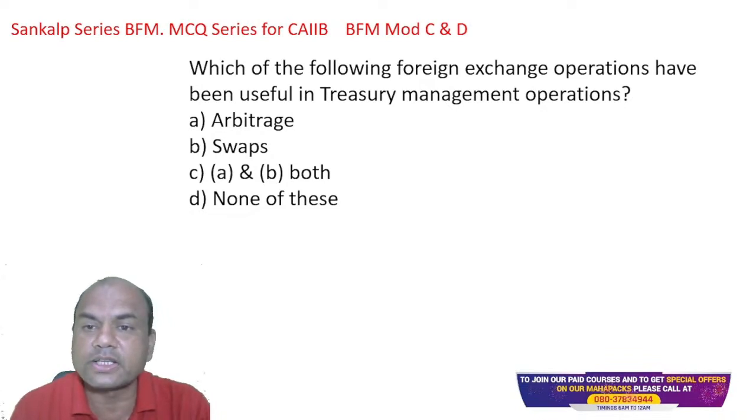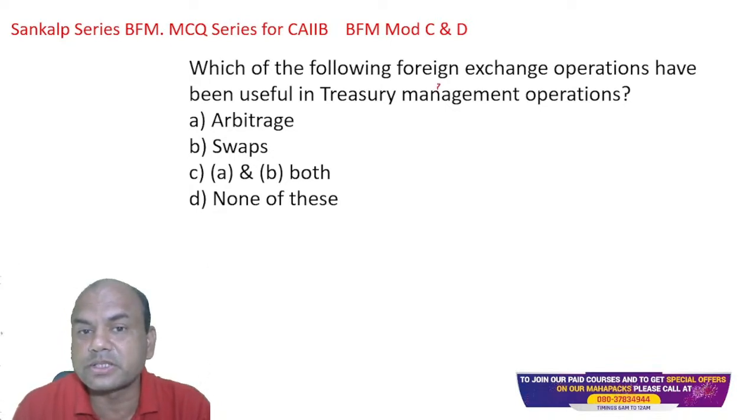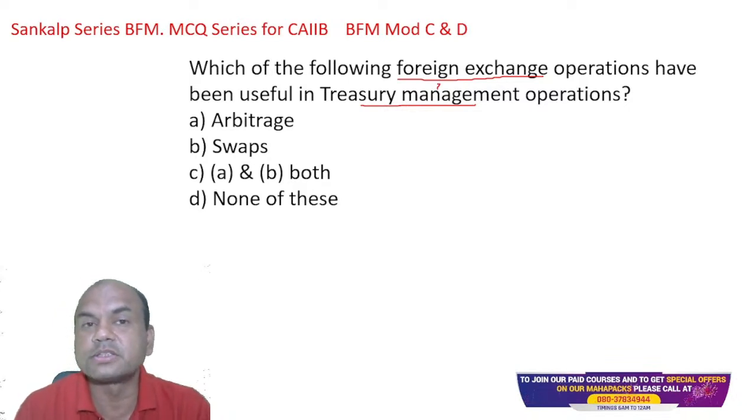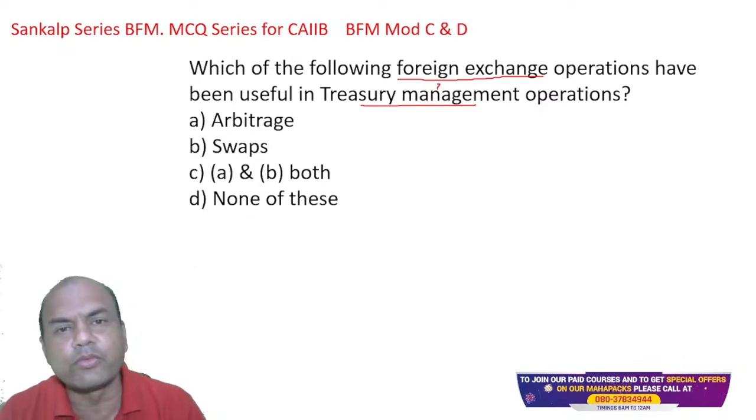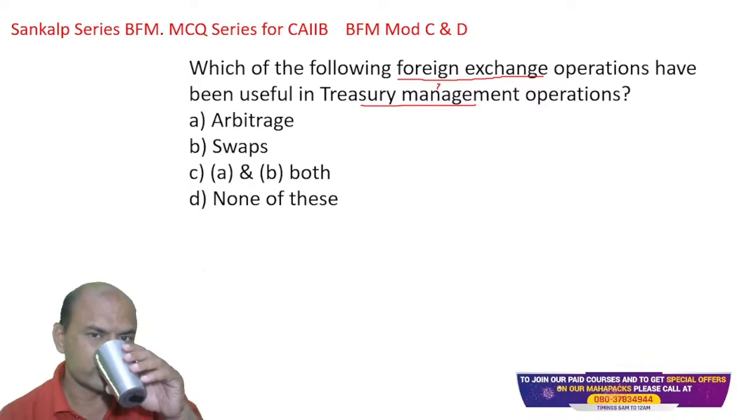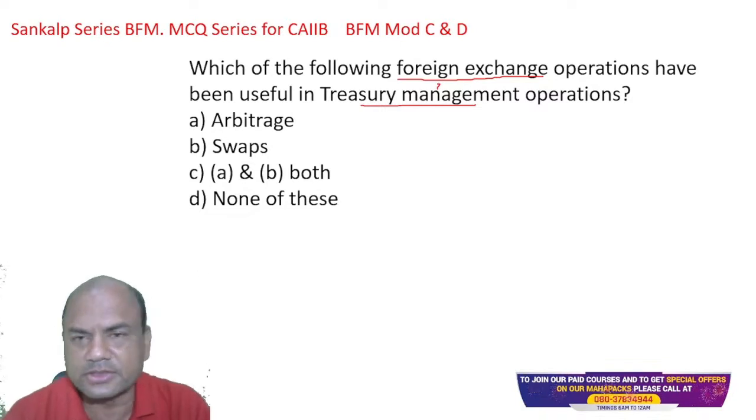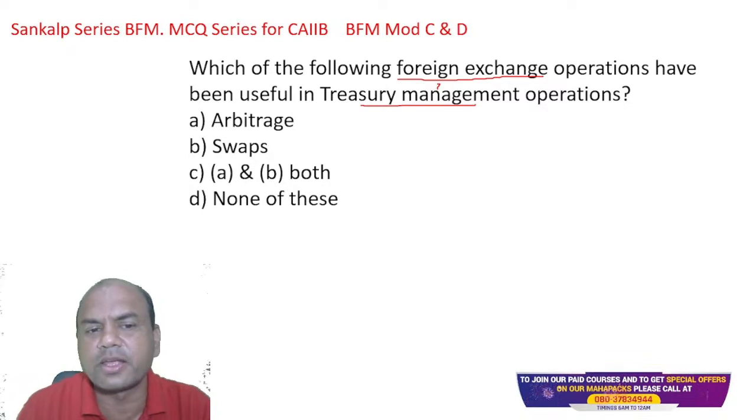Which of the following foreign exchange operations have been useful in treasury management operations? Which of the following foreign exchange operations? So which of them have been useful in treasury management? Arbitrage, swaps, A and B both, and none of these. Now I'll tell you one thing. Firstly, give me the answer. Then I'll tell you where the loopholes are. Type the answer. Is it capital A? Let's mark only this. A, B, C or D.